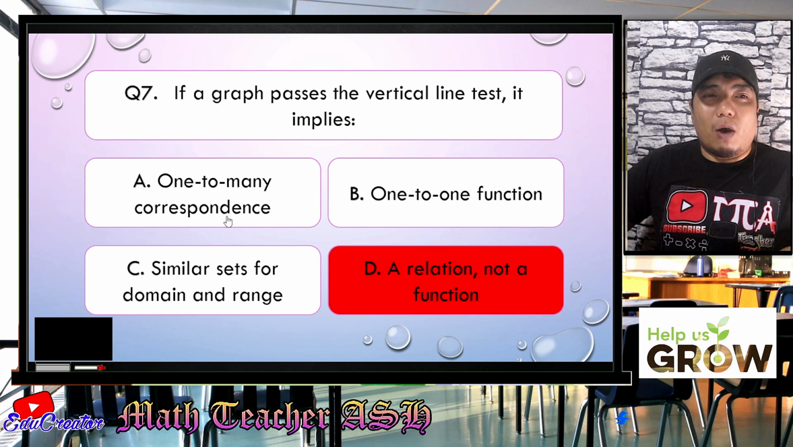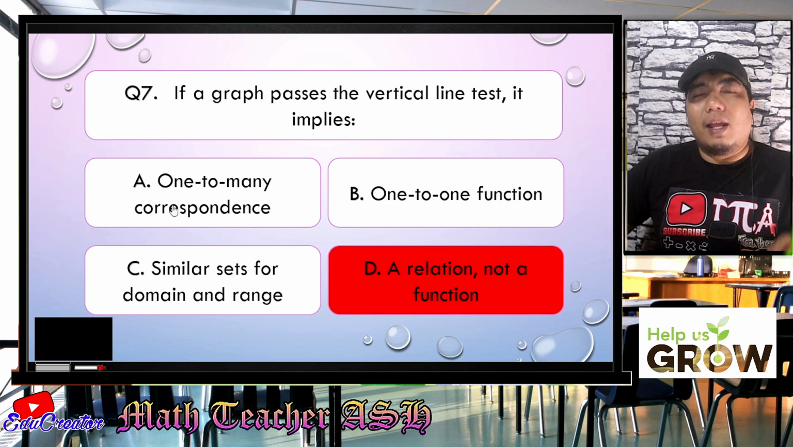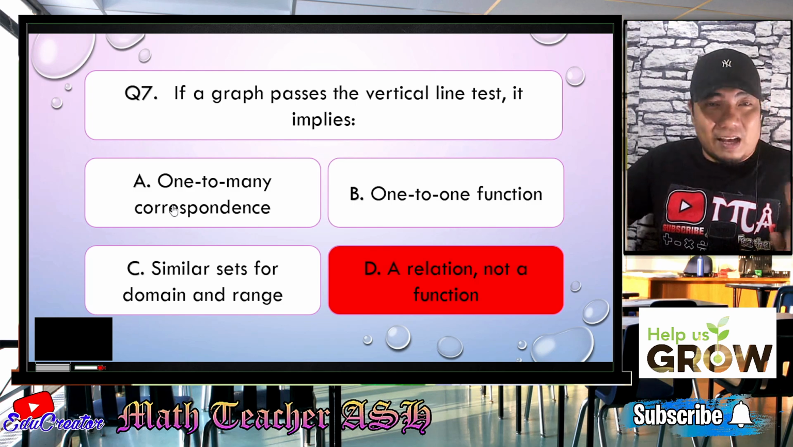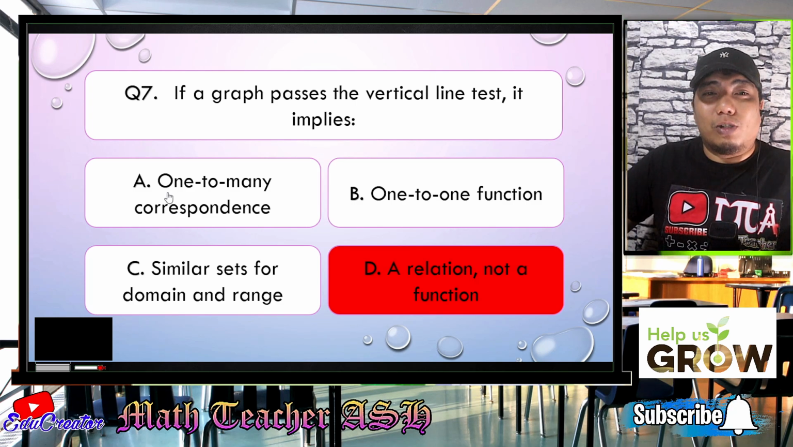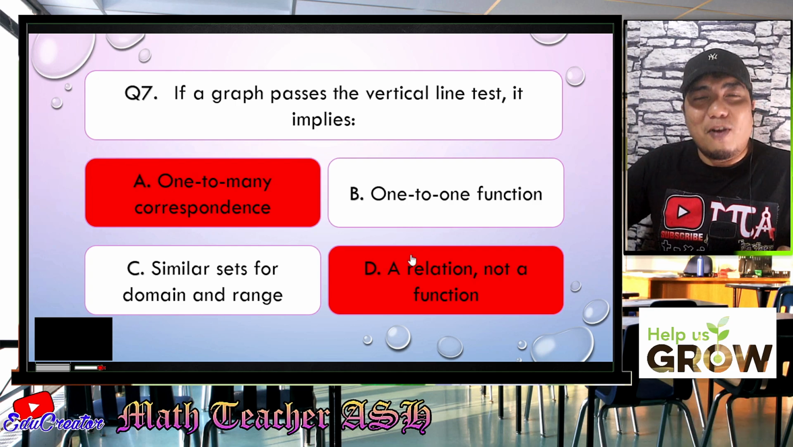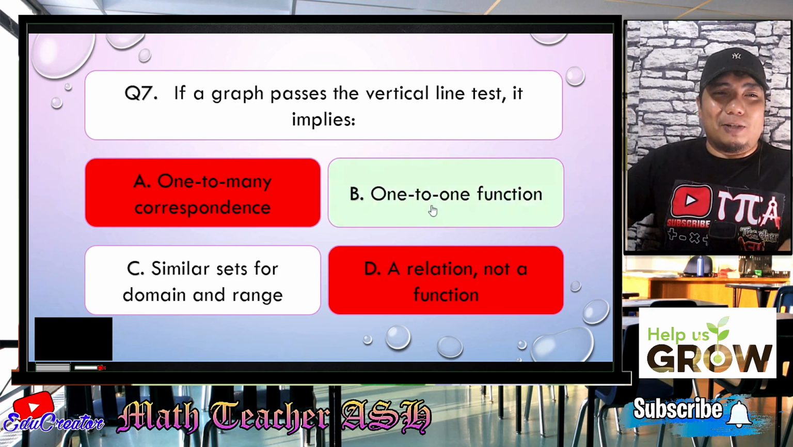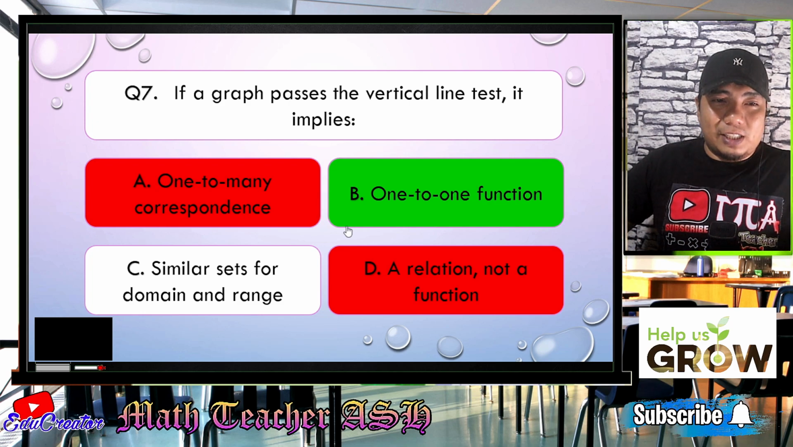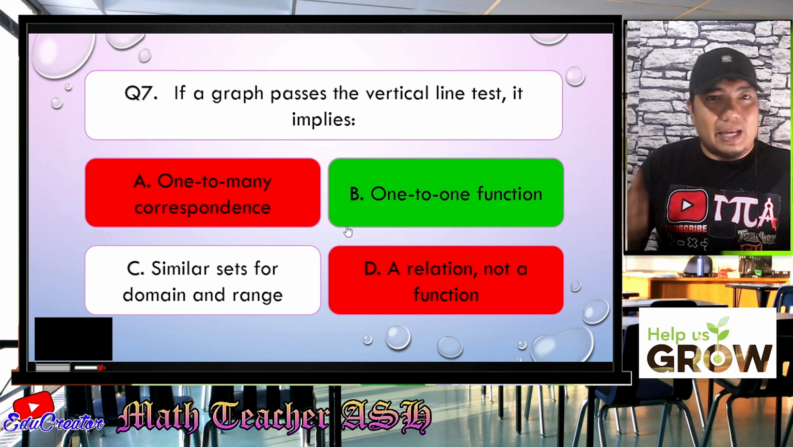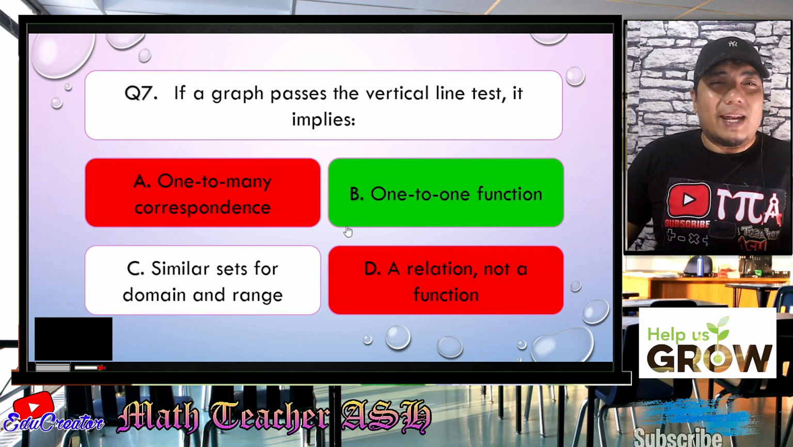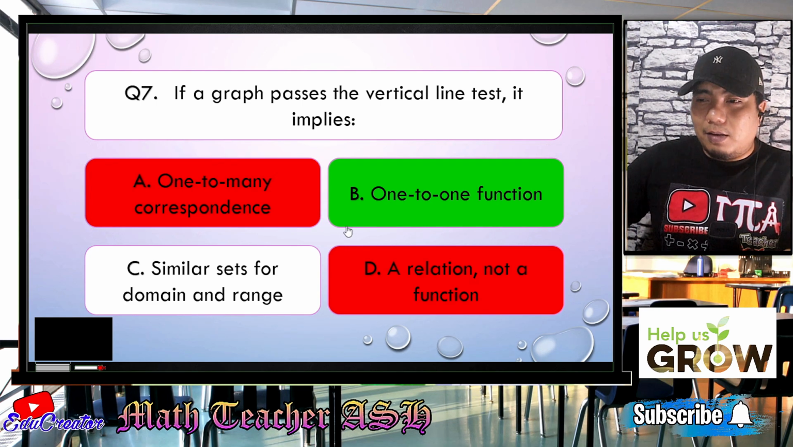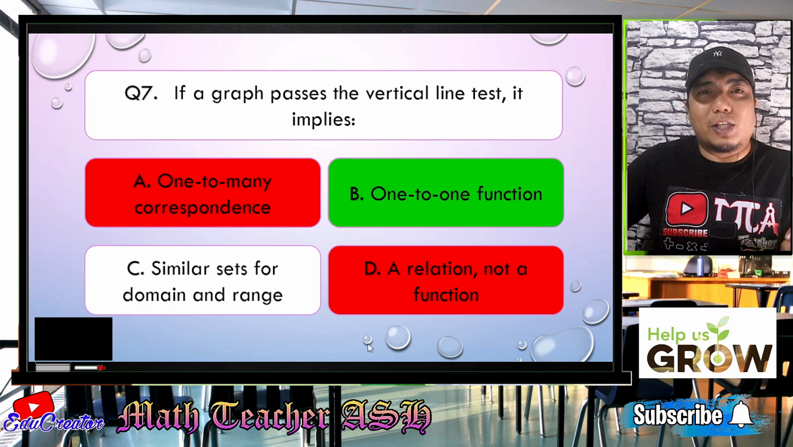Okay. Now, how about letter A? One-to-many. Now, one-to-many correspondence is basically a relation and not a function. So, letter A is also wrong. The correct answer here is one-to-one function, so letter B. Now, how about letter C? Similar sets for domain and range. If you have similar sets for domain, then it also pertains to not a function. Alright. So I hope that is clear, my dear math learners. Now let us go to question number 8.